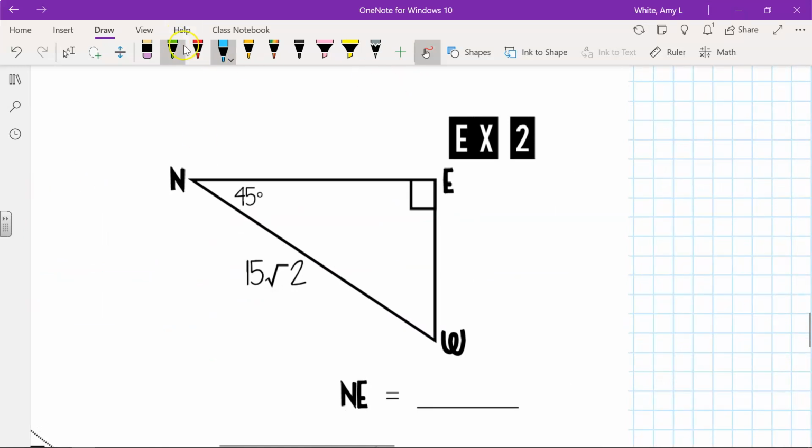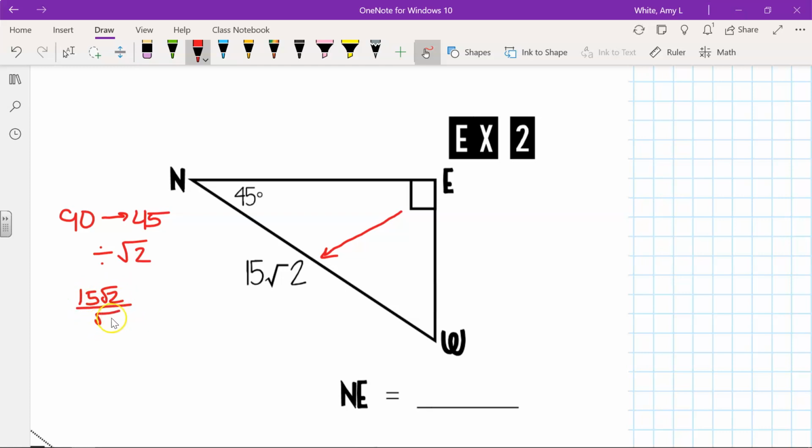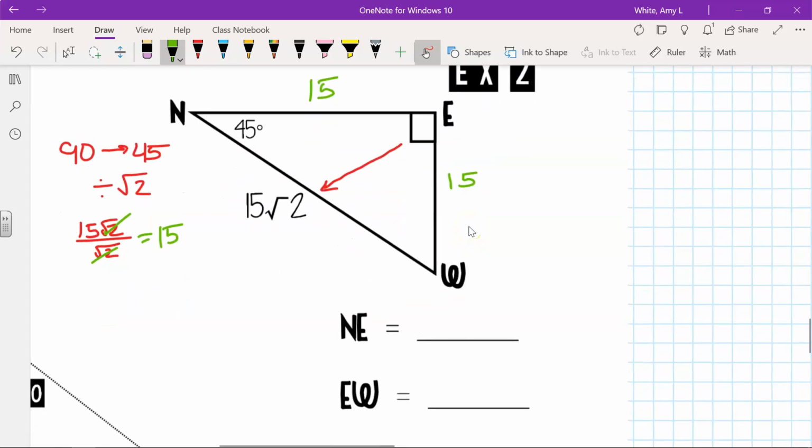Let's try this example. In this example, they give me the side that is across from the 90-degree angle. They give me the hypotenuse. So I'm going from the 90-degree side to the 45s. That means that we divide by the square root of 2. So we take our length, 15 root 2, and we divide by the square root of 2. In this case, we notice I've got a root 2 in the numerator and denominator, so our answer is just 15 for both legs. Remember, 45-45-90 triangles are nice because both legs always have the same measurement.